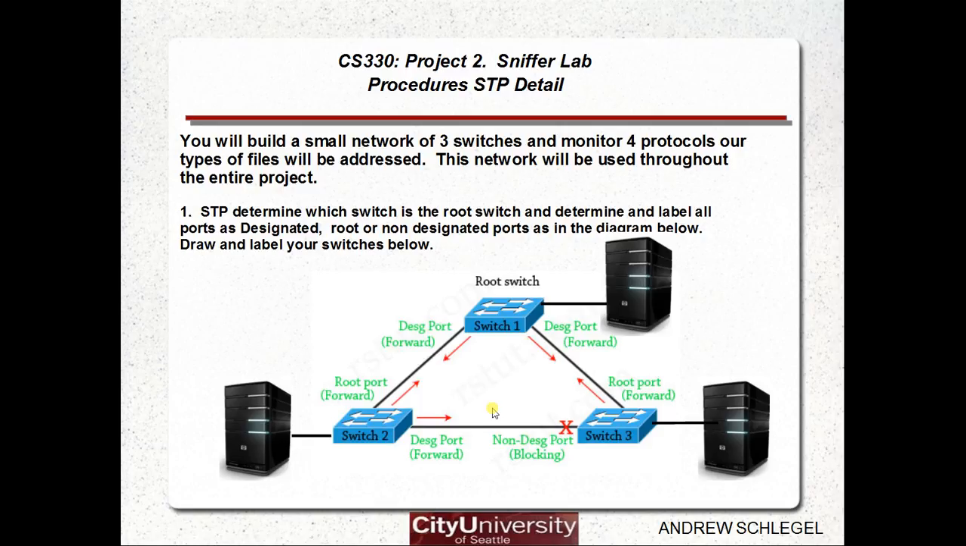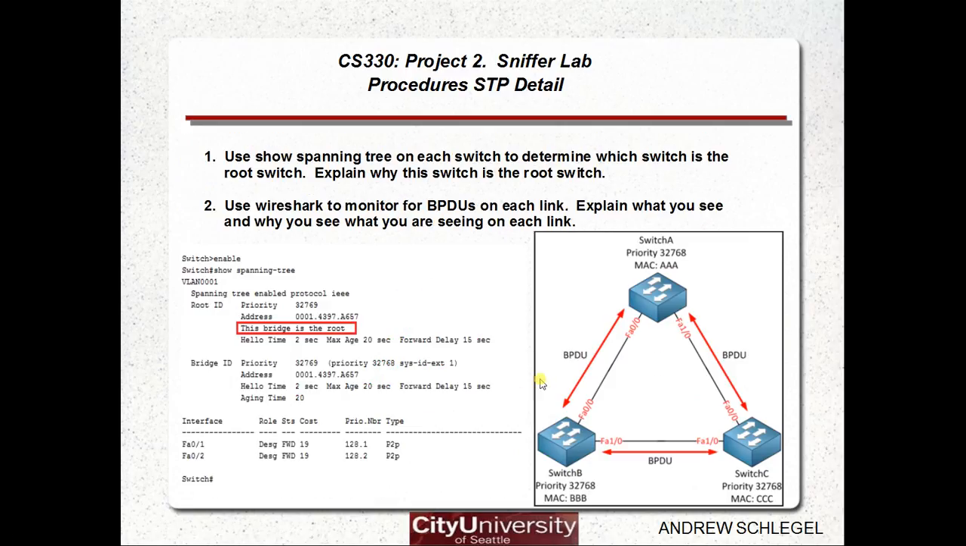Okay, so a little more detail. When you first do your spanning tree, it just runs automatically by itself in the background. You can even set which switch is the root switch, but you're not required to do that in this lab. Basically, if you go on to all 3 of these switches and type show spanning tree, one of them is going to say this bridge is the root, right? So then that's the root one.